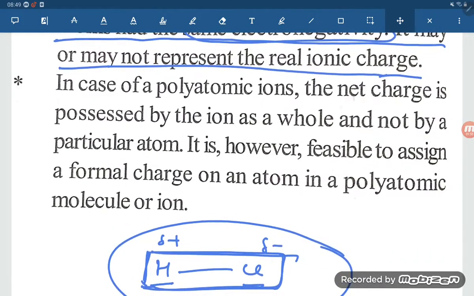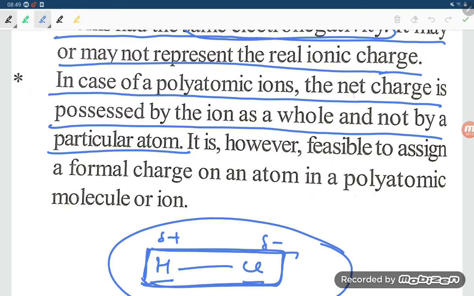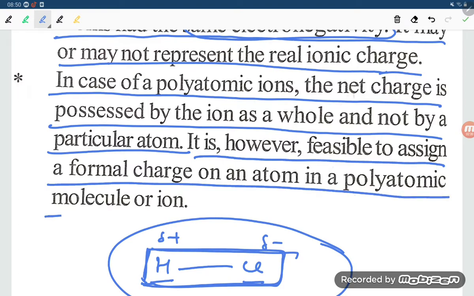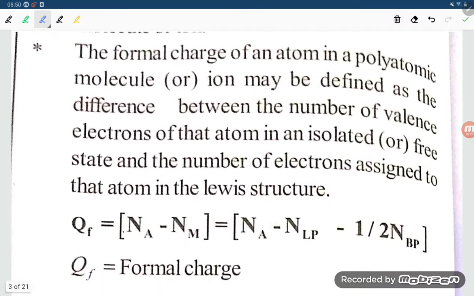Now let us read out another statement. In case of polyatomic ions, the net charge is possessed by the ion as a whole and not by a particular atom. Whatever the charge there is on the ion, students, that will be as a whole, not on the particular atoms. It is however feasible to assign a formal charge on the atom in a polyatomic molecule or ion. Let us read out another slide. This is not too tough, students. Initially it will look tough, but it's quite easy.